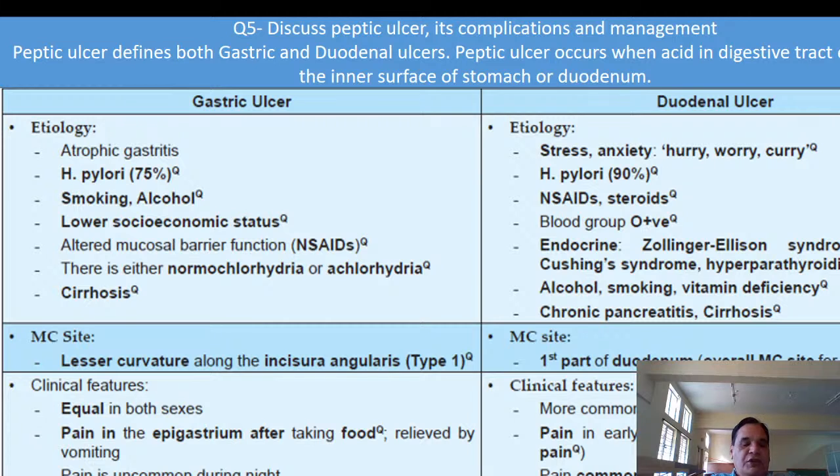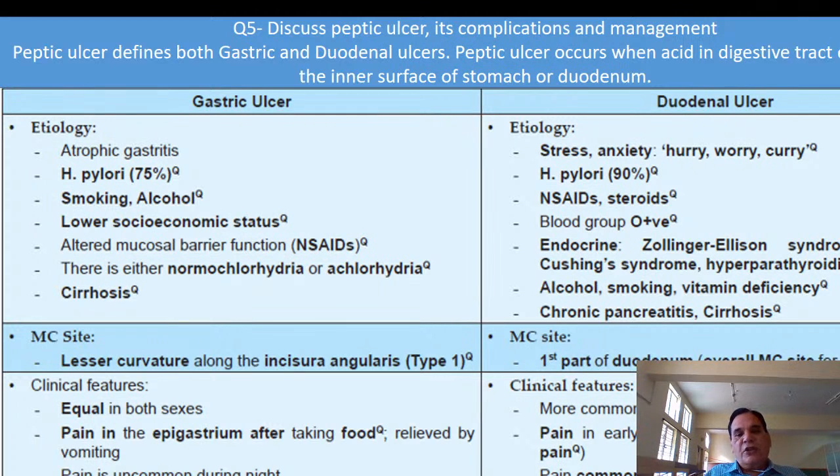Then another question: discuss peptic ulcer, its complications and management. This is an everyday question. Everybody must know the answer. Everybody must know the difference between gastric and duodenal ulcer, their clinical features, causes and management. For this, there is no excuse, because this is important for theory, day-to-day life and practicals. Nowadays, the word peptic ulcer defines both gastric and duodenal ulcer. There are so many signs and symptoms given, but practically, without endoscopy, it is difficult to differentiate between a gastric and duodenal ulcer. You remember this.